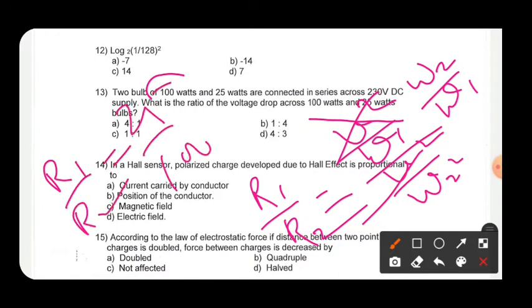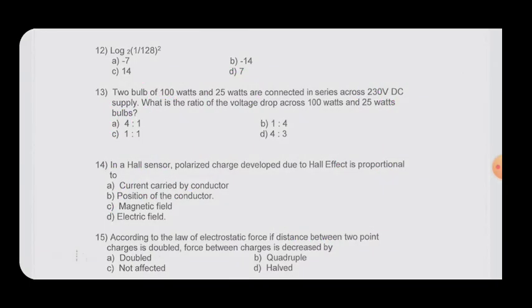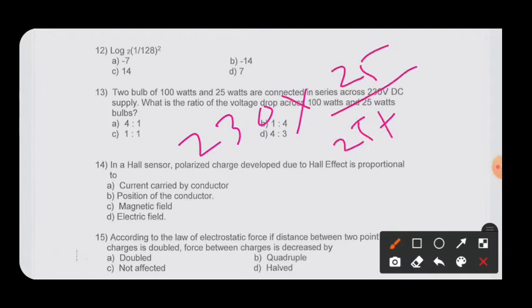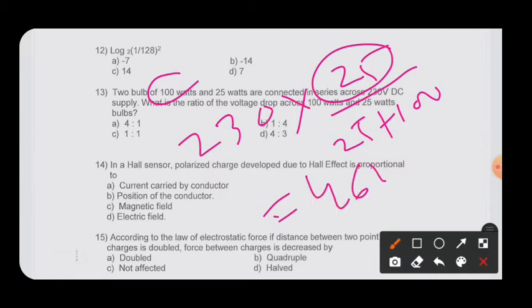25 upon 100. So the resistance of the 100 watt lamp will be 25 and the resistance of the 25 watt lamp equals 100. Then simply put in the voltage divider formula. The voltage is 230, so 230 multiplied by 25 upon 25 plus 100. You will get the 100 watt bulb's voltage as 46 volts. By a similar process, you will find the voltage of the 25 watt bulb, and finally the ratio will be 4:1. So just try it.